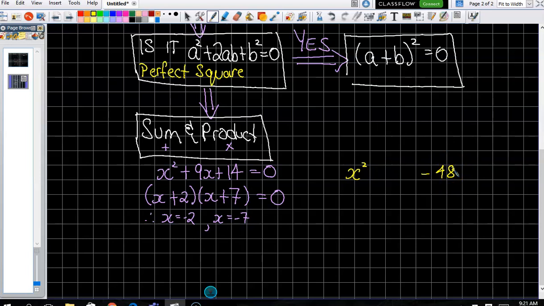One of my faves. Hope that one works. Okay, so I like this one because there's lots of factors of 48. And yeah, sure, it's minus.